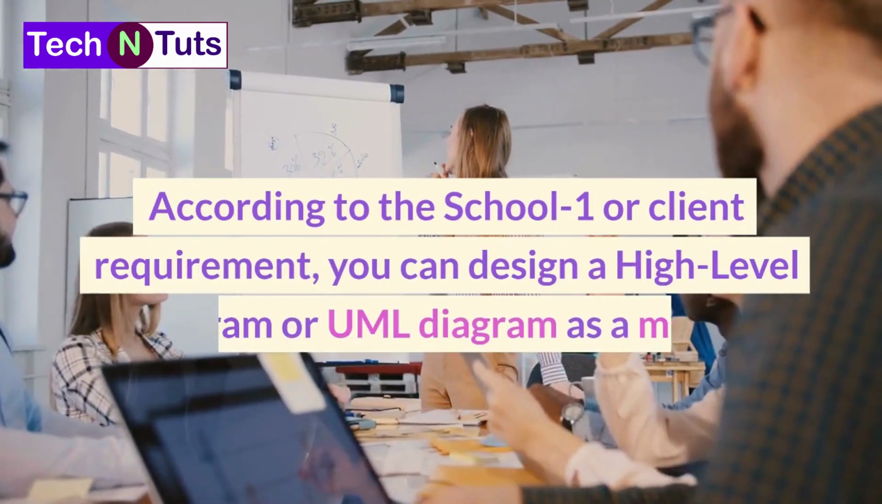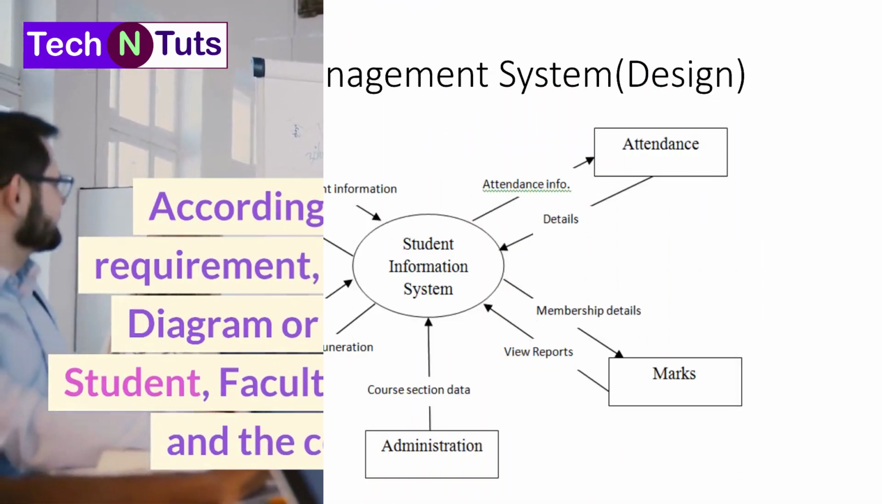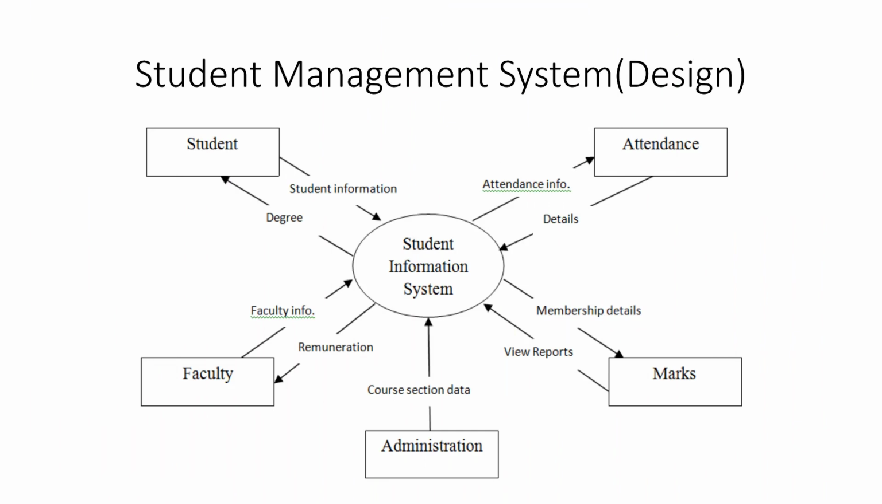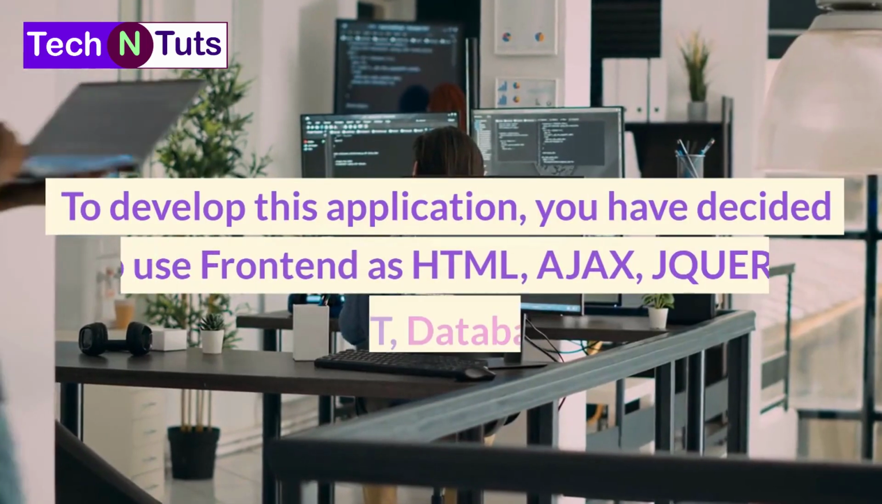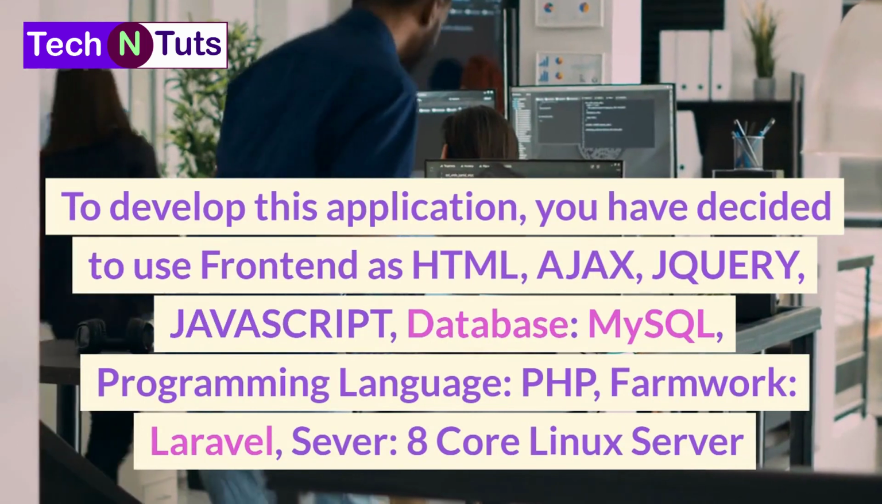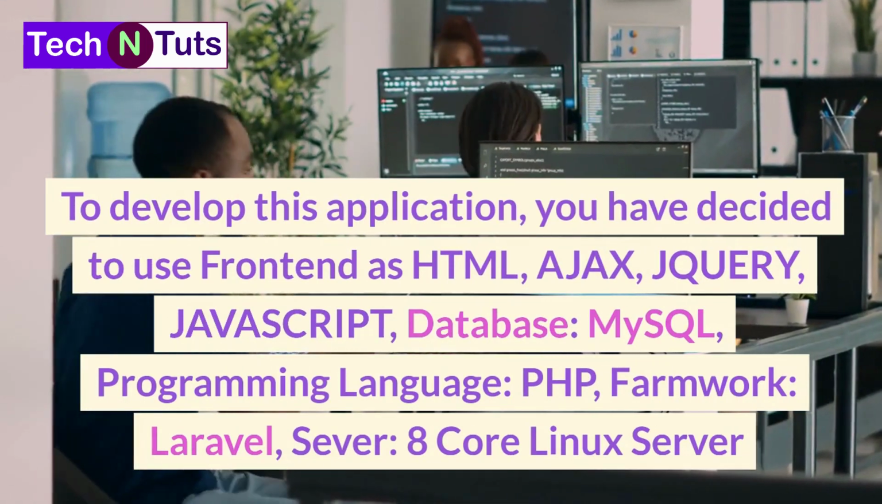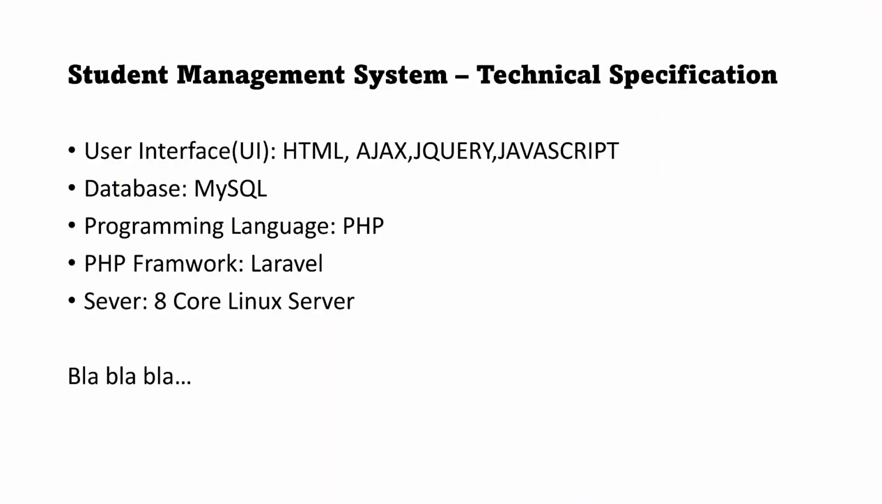According to the School 1 or client requirement, you can design a high-level diagram or UML diagram as modules: student, faculty, admin, marks, attendance, and the connections among them. To develop this application, you have decided to use front-end as HTML, Ajax, jQuery, JavaScript; database, MySQL; programming language, PHP; framework, Laravel; server, 8-core Linux server.